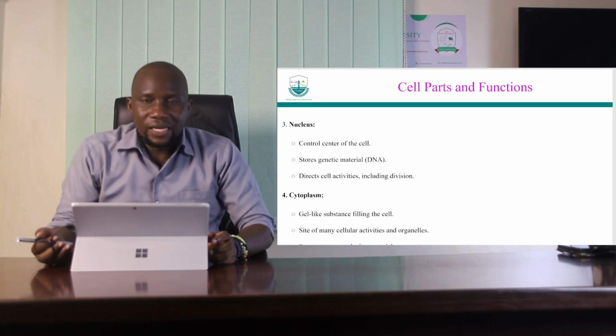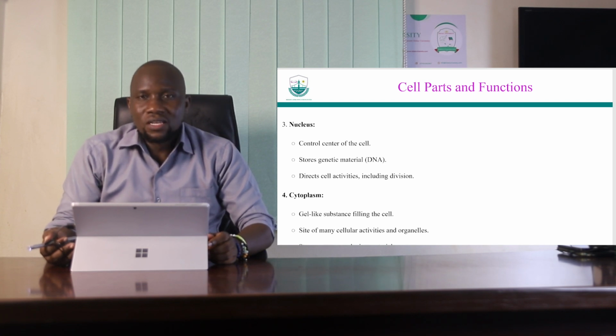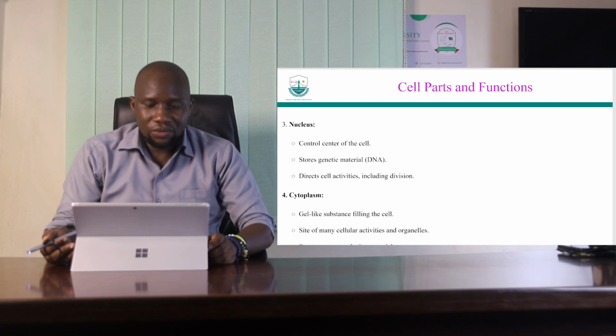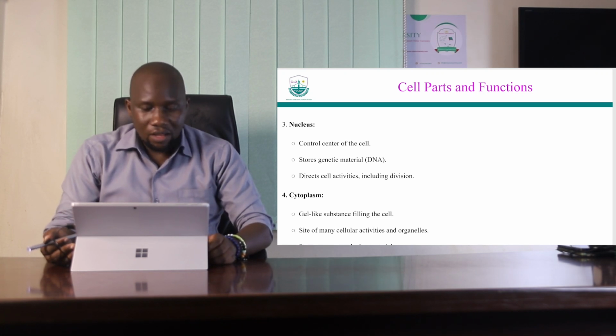And then the nucleus is like the center of control. The nucleus controls the activities of the cell. It also contains the genetic material, and when we say it is the center of control, it controls all the cell activities, including cell division. And then the cytoplasm is the gel-like substance that is filling up the cell.